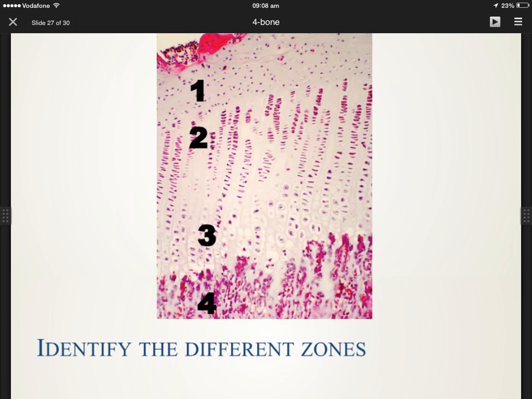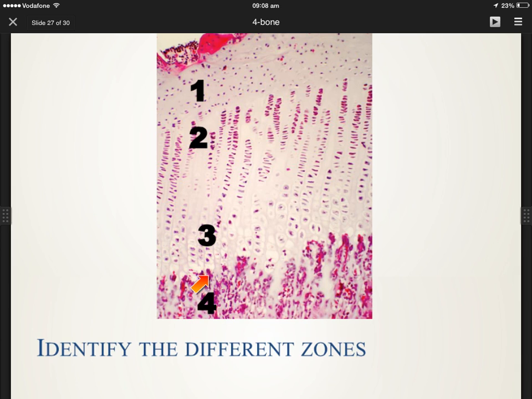This is a very nice picture demonstrating the stages of ossification. Here, first of all, we have the stage of resting cartilage, where the cells are discrete. Here is the stage of proliferation, where the cells increase in number and become arranged above each other like columns of coins. Here is the stage of hypertrophy, where the cells are large in size, and this is due to the accumulation of glycogen and alkaline phosphatase.